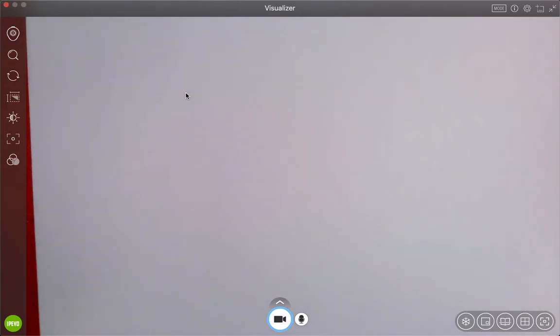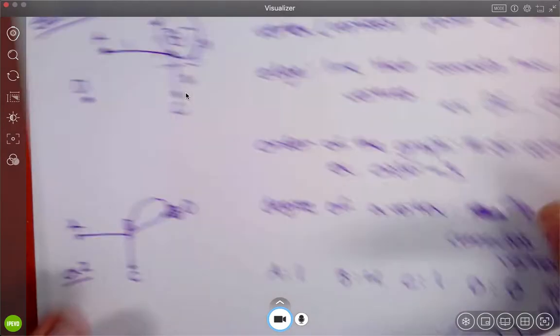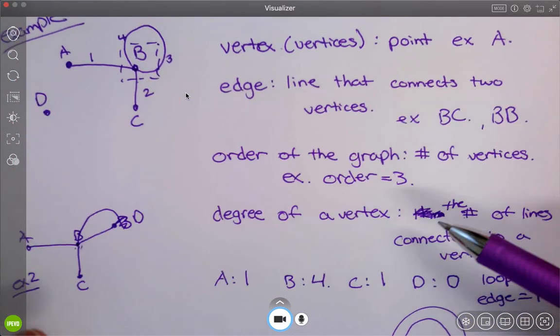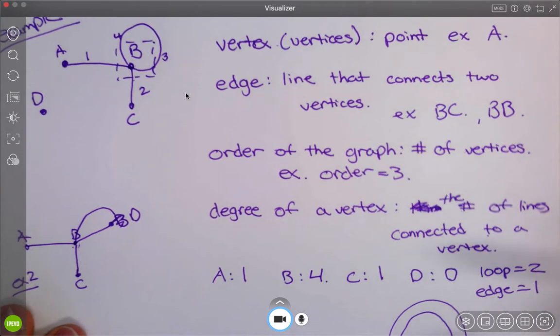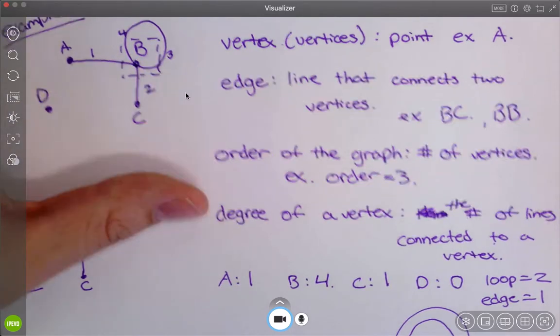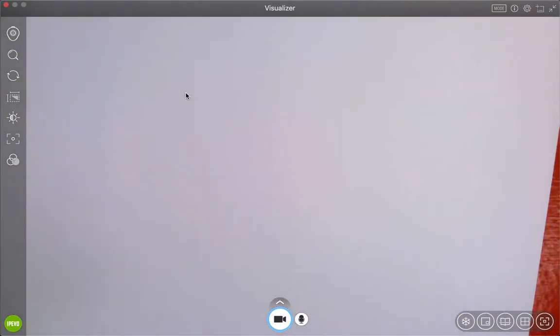So now we're going to continue the graph theory notes, okay? So this was our first part of graph theory. So vertex, edge, order of the graph, degree of vertex, right? I think that this is kind of pretty basic. You just need to be able to write this down on your memory aid. Okay?